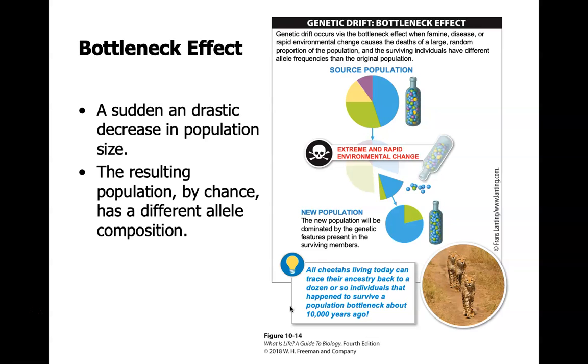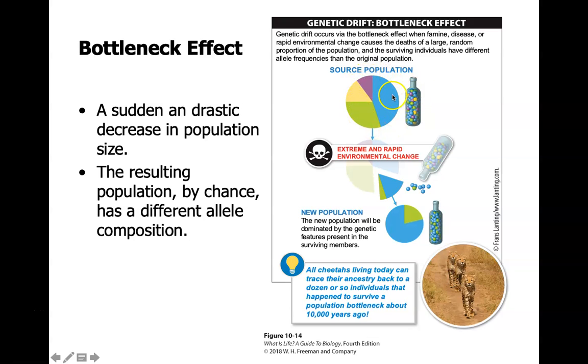It can be due to a famine or disease. None of these are specifically selecting the allele that you are looking at. And so after this bottleneck event, after the sudden shrinking of the population, you're left with a population whose allele composition is different than it was before.